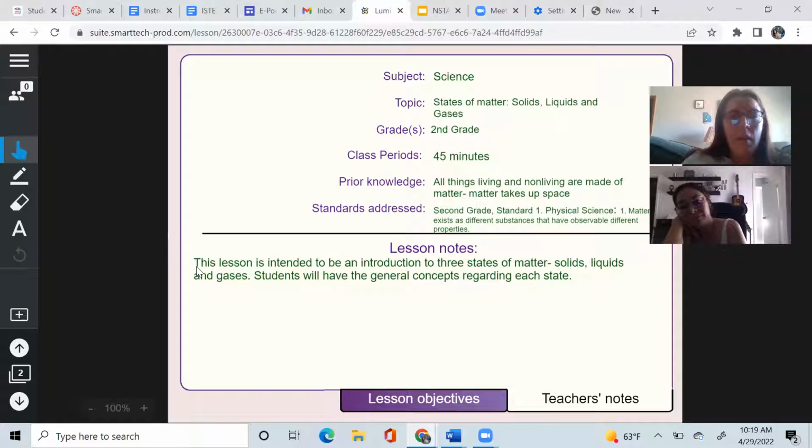Students will have the prior knowledge that all living things and non-living things are made of matter, and matter takes up space, which we'll revisit in the beginning of our lesson just to confirm that students have this understanding. We addressed one science standard for second grade in physical science, that matter exists as different substances that have observable different properties. This lesson is intended to be an introduction to the three states of matter, and students will have general concepts regarding each state.